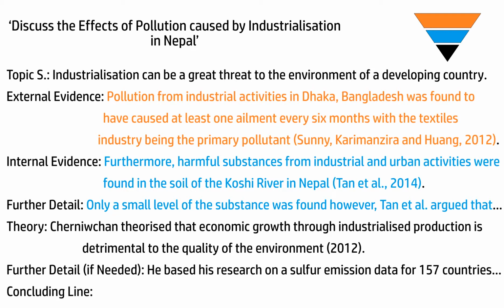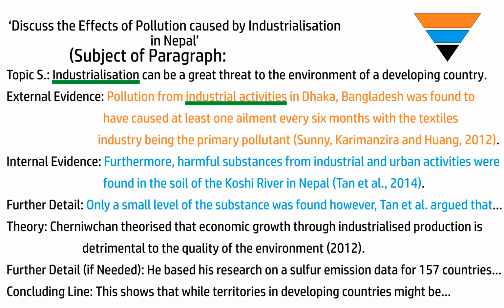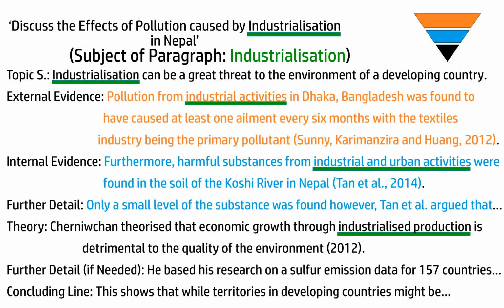Concluding sentence. This shows that while territories in developing countries might be good locations for industrial production, the consequences of such activities on a large scale have the capability to critically damage the natural environments and harm the local residents. Again, the citations in this paragraph are linked by the topic of industrialization.